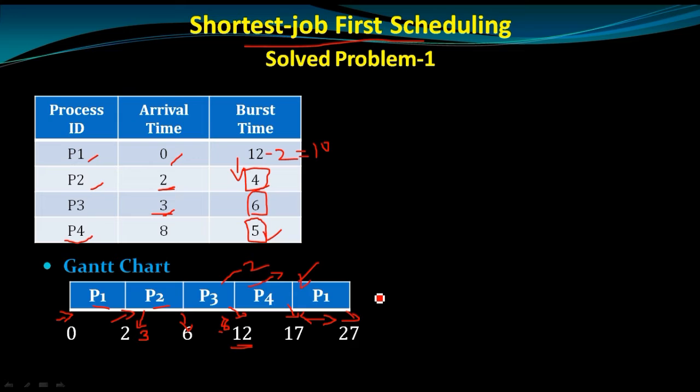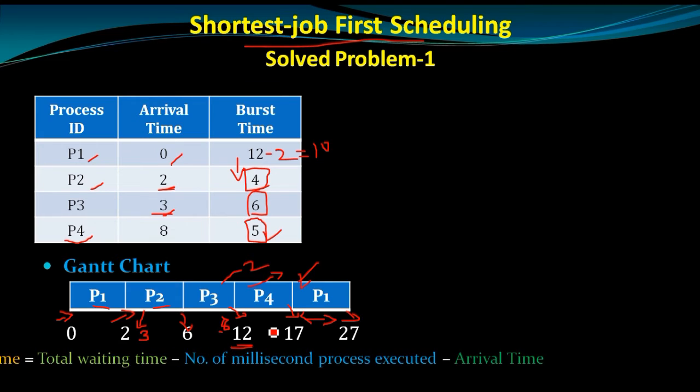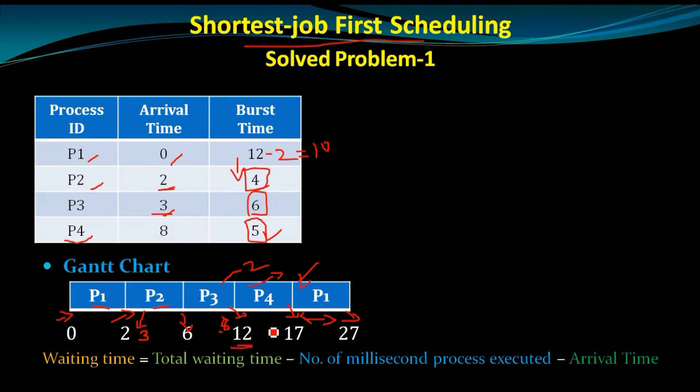So this is how we can prepare the Gantt chart for this problem. After preparing this Gantt chart, we have to remember this formula for waiting time. How to calculate the waiting time? Total waiting time of the process minus the number of milliseconds the process executed, and minus its arrival time.